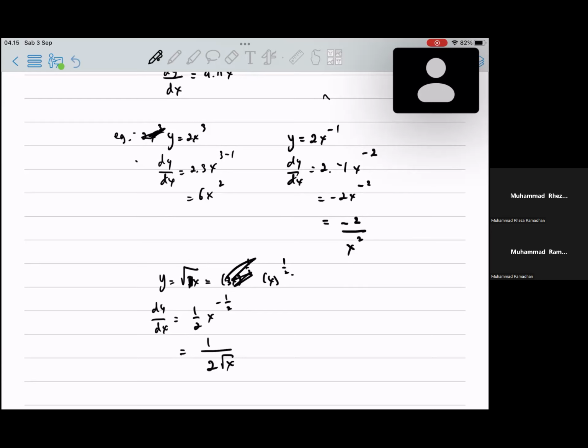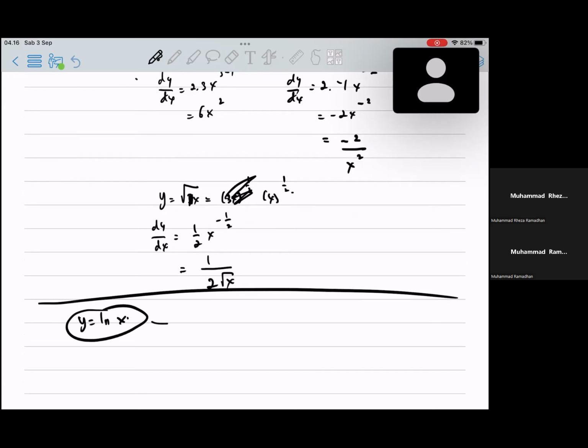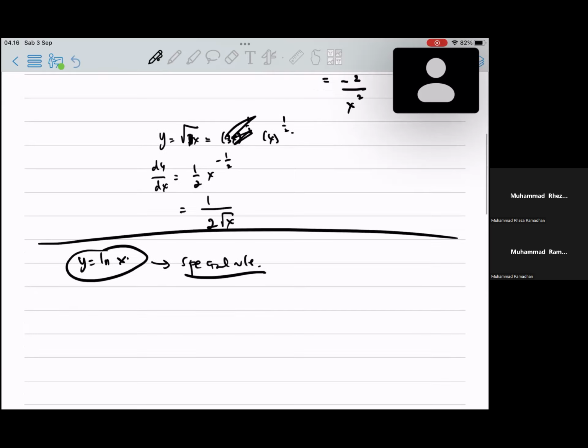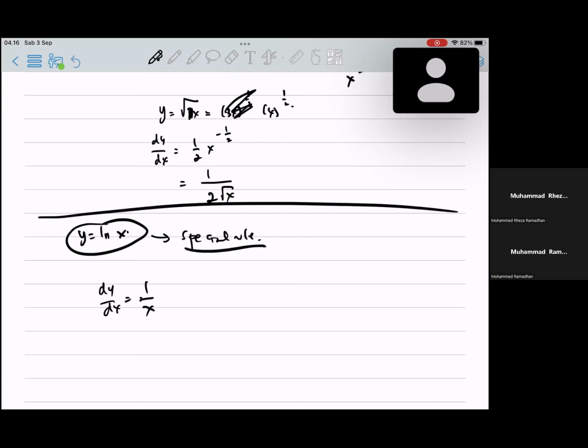Okay, and then for example, we have y is equal to ln x. So it is the special rule of derivative or differential. So dy over dx is 1 over x. So if you have y is equal to ln x, dy over dx is 1 over x.